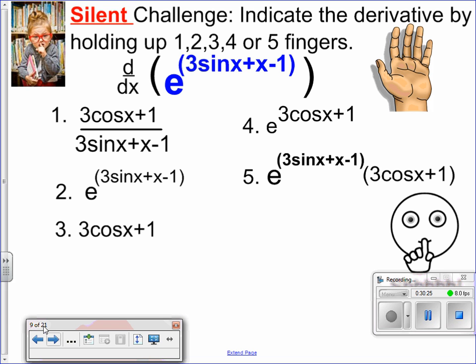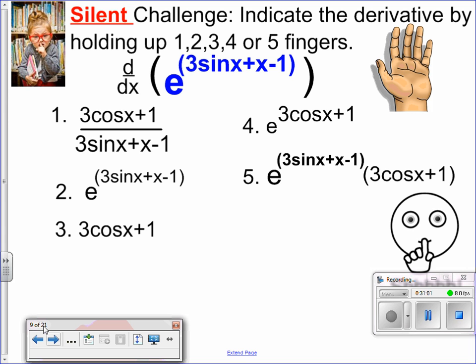Don't need a unit circle for this. Do we all have an answer in our head? When I count to 3, I want you to hold up the number of fingers. Okay, ready? 1, 2, 3. Hold them up. You're not holding up fingers? You don't know? Guys, even I know. All right. It is 5.